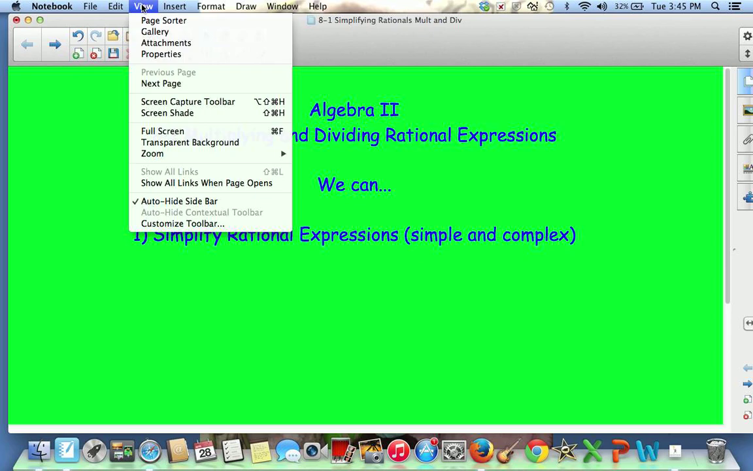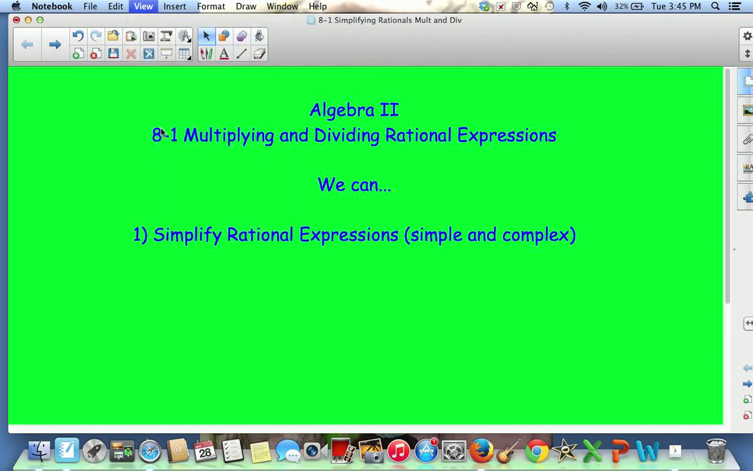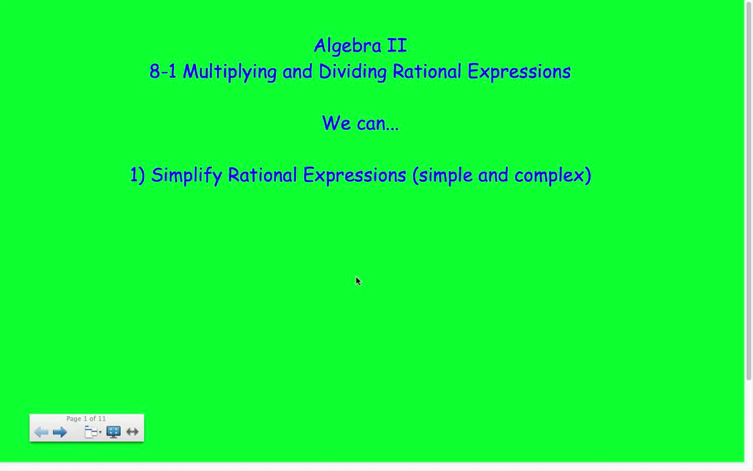So what we're going to do, hold on, I want to see if I can get full screen here. Okay. So I got this lesson off of the internet, so it's a lot of words, but I think it'll help you.